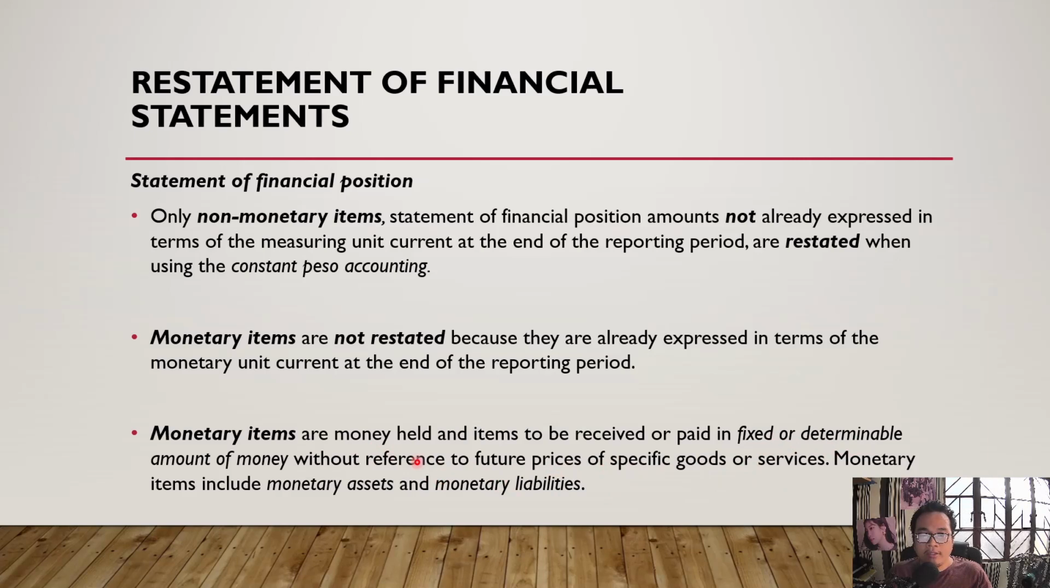Ngayon, anything outside that, anything other than that is considered to be non-monetary. Okay? May mga examples naman yan. So with that said, recap lang sa napag-usapan natin previously. Only non-monetary items, statement of financial position amounts, not already expressed in terms of the measuring unit, current at the end of the reporting period, are restated using the constant peso accounting. May formula naman yan later on.